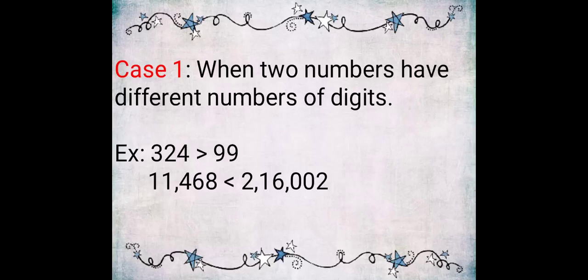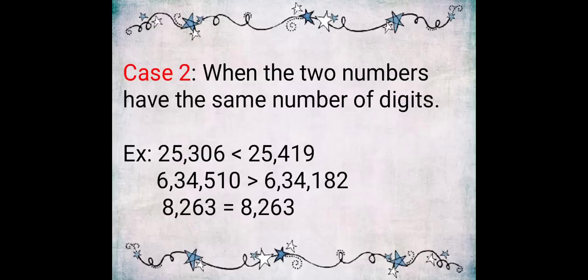Now, my second example, 11,468, which is a five-digit number, and 2,16,002. Comparing the numbers, can you tell me which is the smallest? Yes, it is 11,468 because it is having only five digits in it.